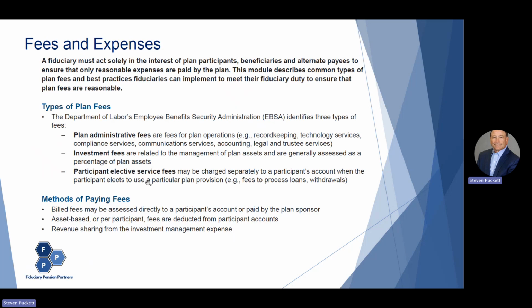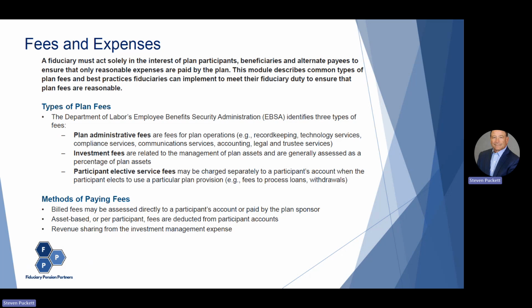Again, in this training module, we'll cover fees and expenses. To start with, the very first understanding is that a plan fiduciary must act solely in the interest of plan participants, beneficiaries, and alternative payees to ensure that only reasonable expenses are paid by the plan. This module describes what types of plan fees there are and best practices fiduciaries can implement to meet their fiduciary duty to ensure that plan fees are reasonable. Most importantly, it does not say that you need to have the cheapest. You just need to know what fees you're paying and whether they're customary and reasonable.